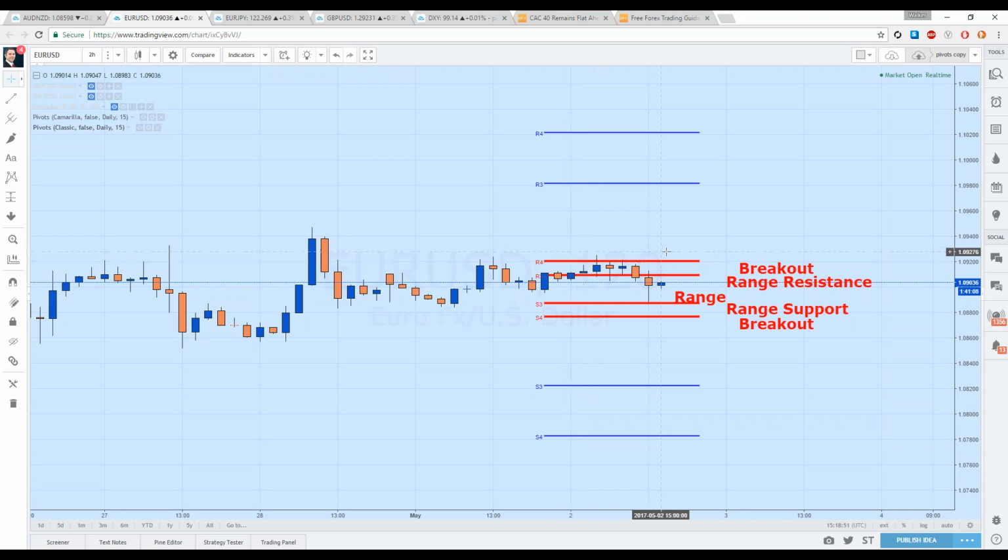So, using this for intraday opportunities, the Camarilla pivots, just by the nature of their calculation and being relatively tight, can help us find market transitions very quickly, while it takes a lot longer to reach any of the classic pivot points.